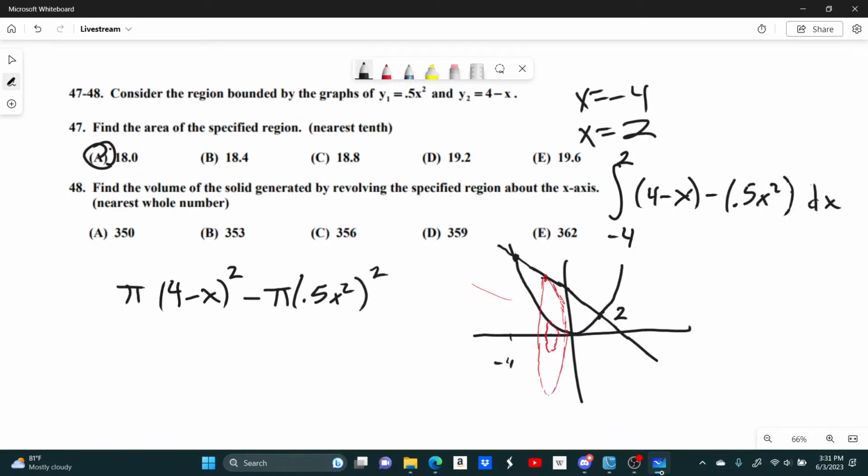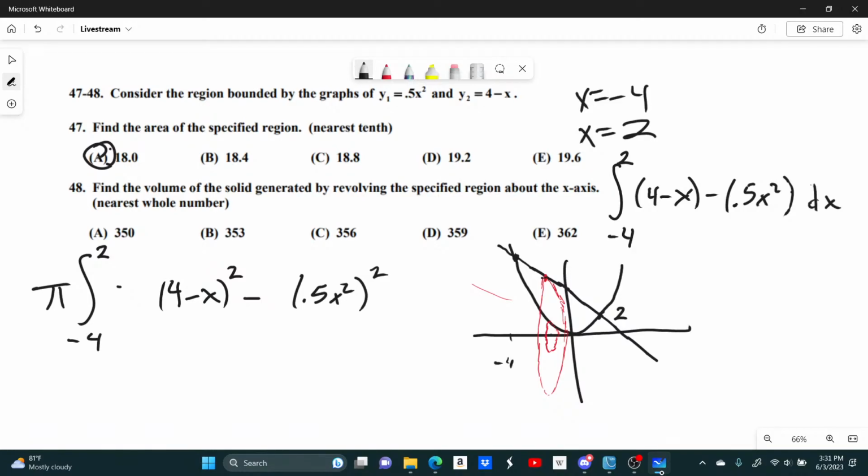And then I want all of these disks from -4 to 2. If I really wanted, I can factor out this pi. It doesn't save that much time, but if you've seen this kind of question before, then I guess it would add up.